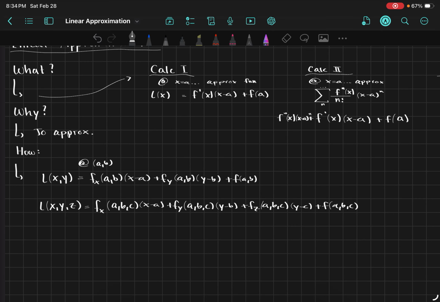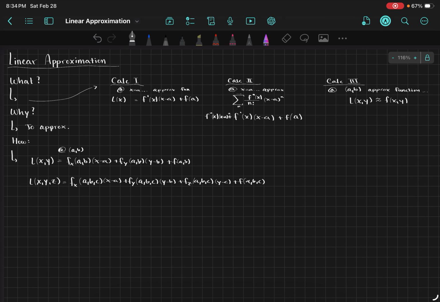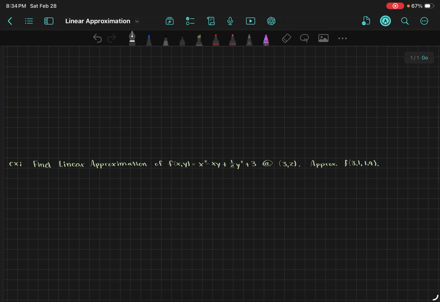I guess there's nothing really else to explain other than to dive right into an example. Definitely going to be beneficial here. We're going to find the linear approximation of f of x, y equals x squared minus xy plus 1/2 y squared plus 3 at the point 3, 2. And then we are going to approximate f of 3.1, 1.9. Get your calculators out. I'll spoil it: we're going to see how close we are.